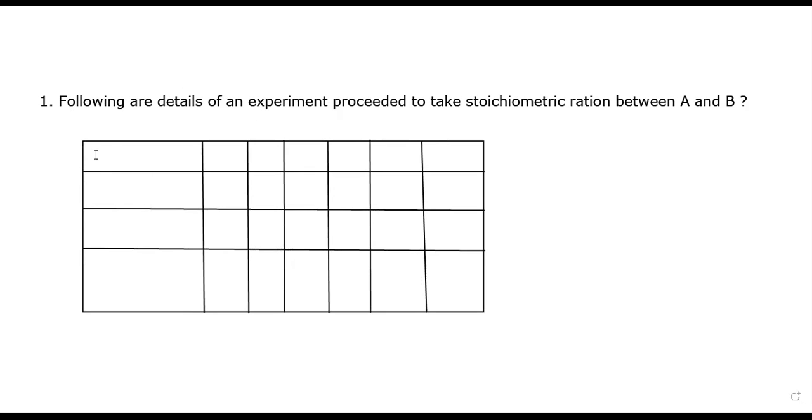Here it's the experiment number. Here, 0.15 M, that means concentration of A, and volume. Volume means in cubic centimeters or just milliliters. Just milliliters.